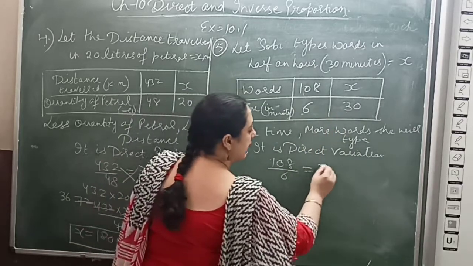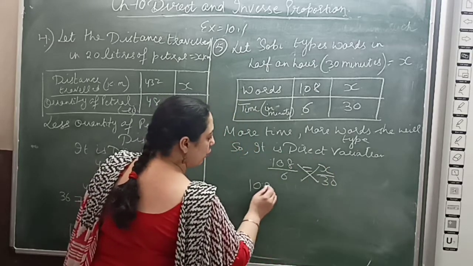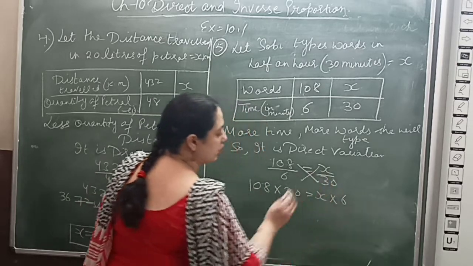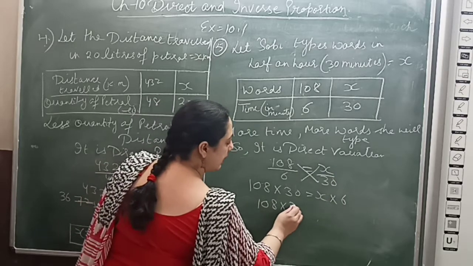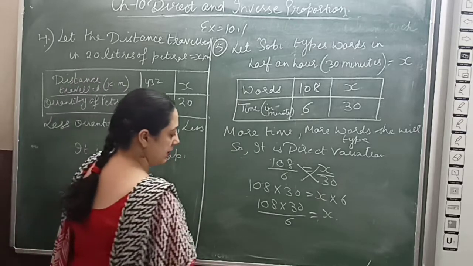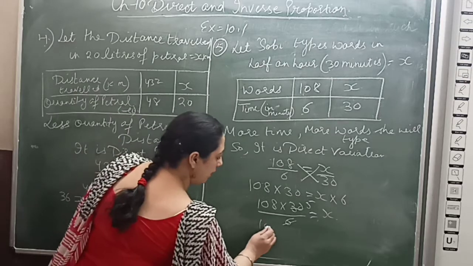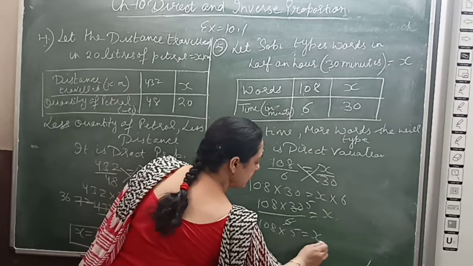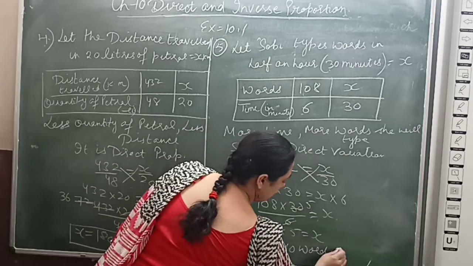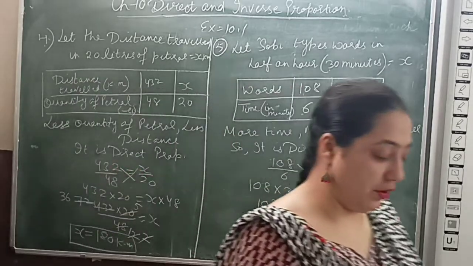108 over 6 is x over 30. Do the cross multiplication. 108 into 30 equals x into 6. Now 108 into 30 divided by 6, you will get x. Now 108 multiplied by 5, we will get x, which is 540 words. So it means Sophie types 540 words, right?